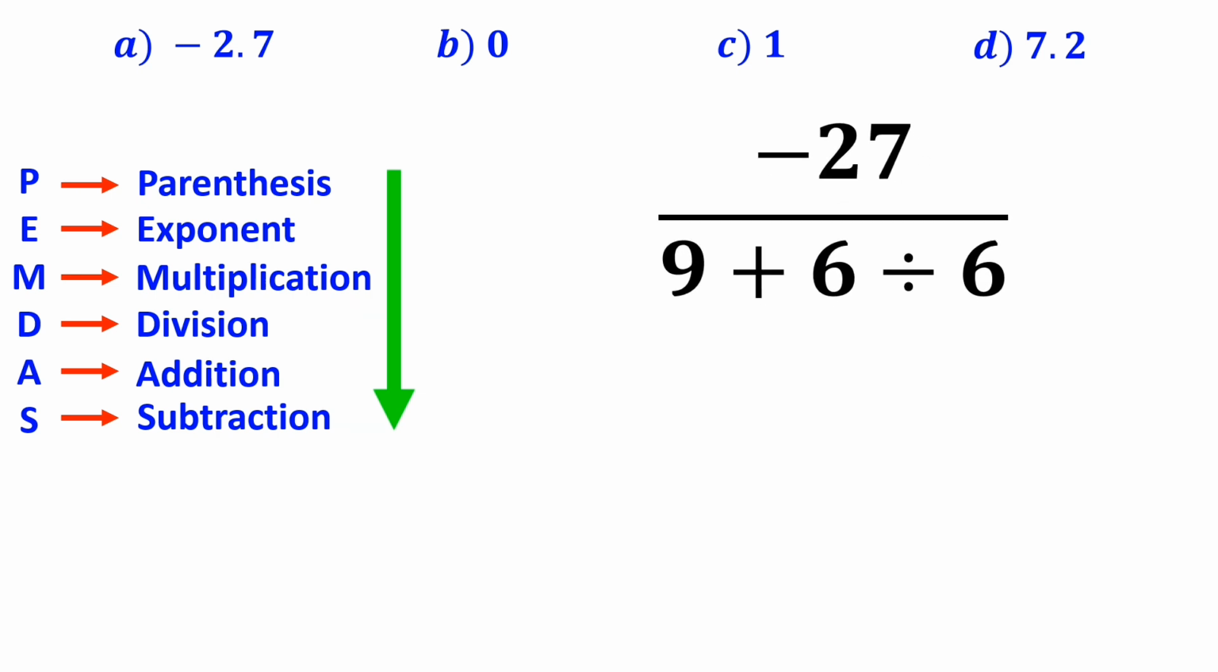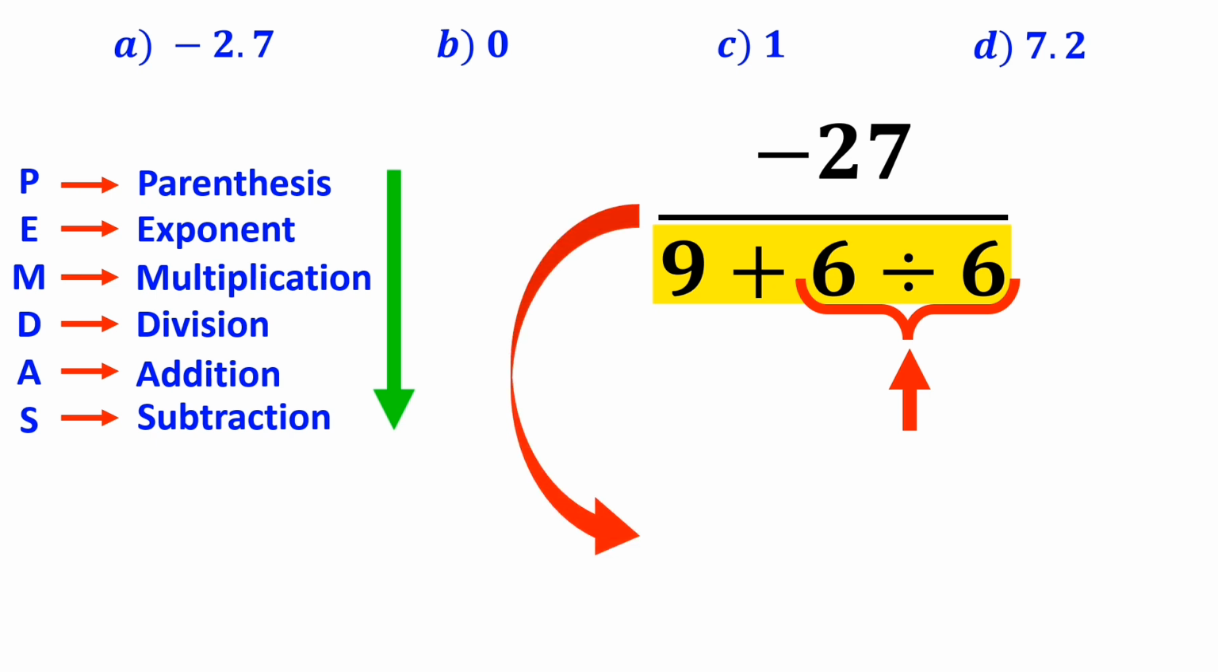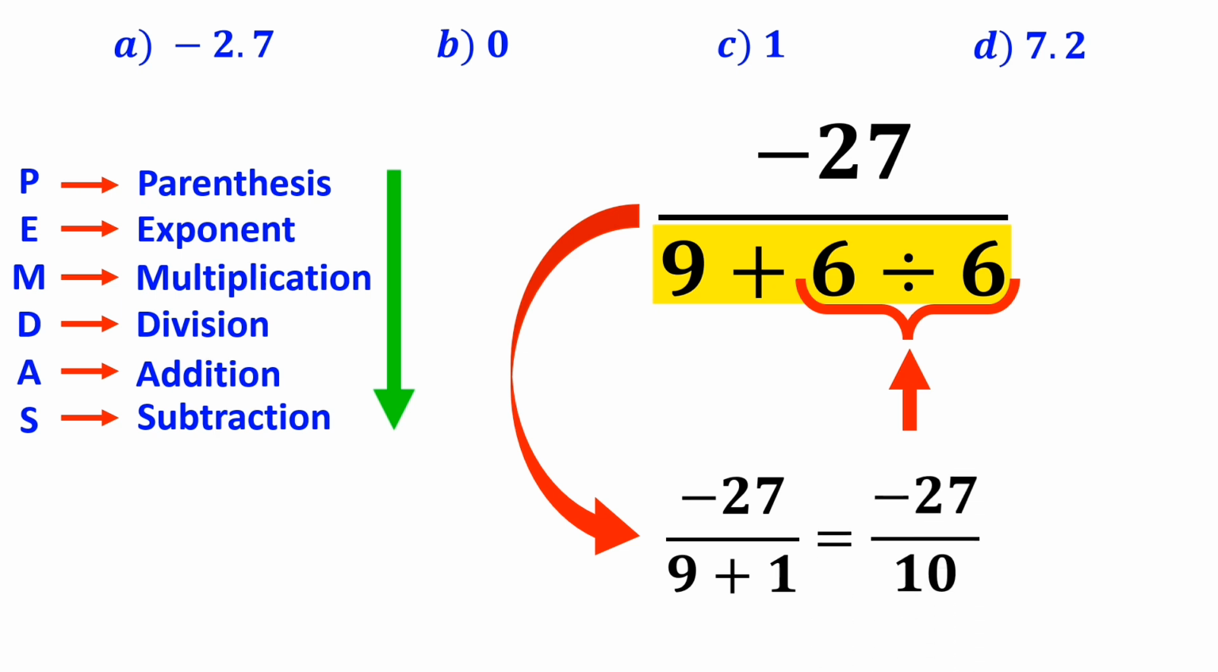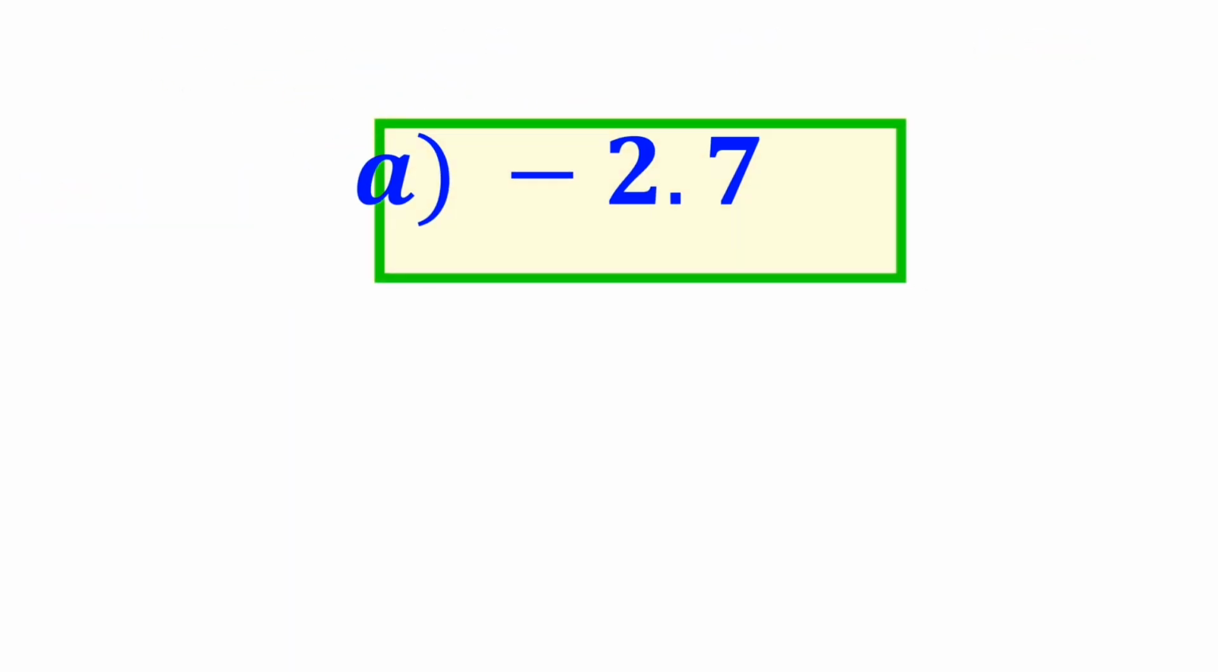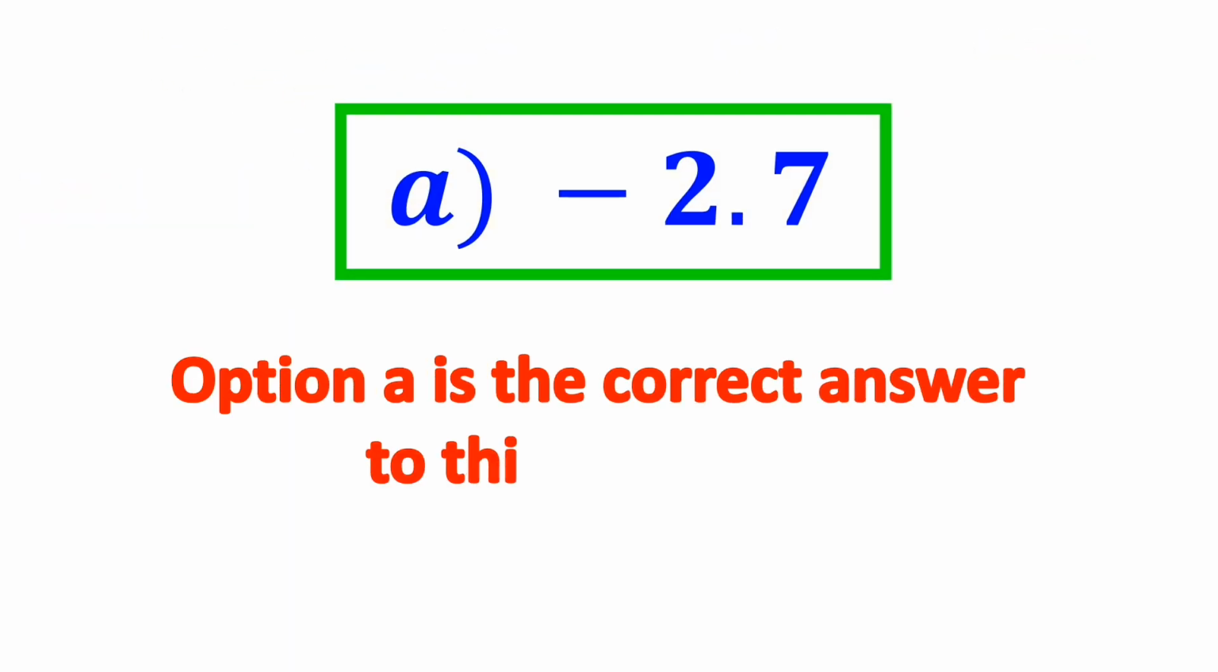In the next step, we move to the denominator of this fraction and start with the division, since it has a higher priority than addition. So, instead of this expression, we can write negative 27 over 9 plus 1, which finally simplifies the entire fraction to negative 27 over 10, or it equals negative 2.7. Therefore, option A is the correct answer to this question.